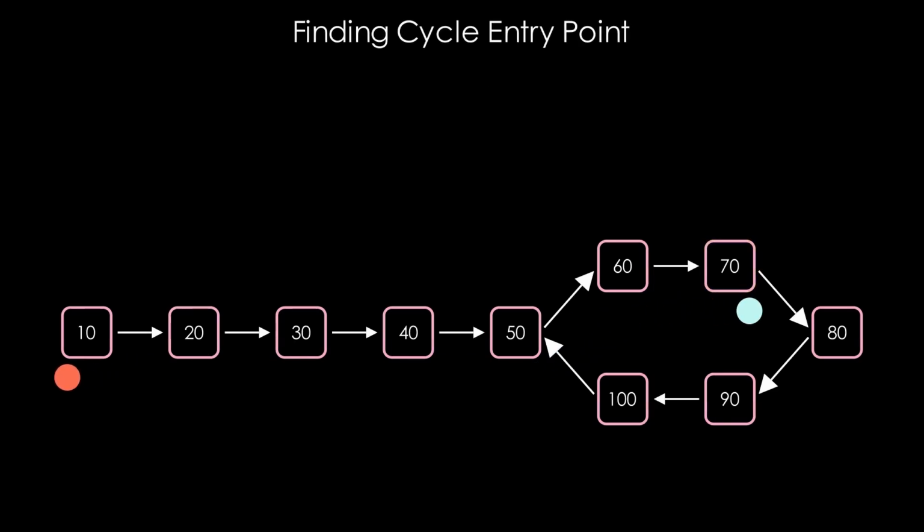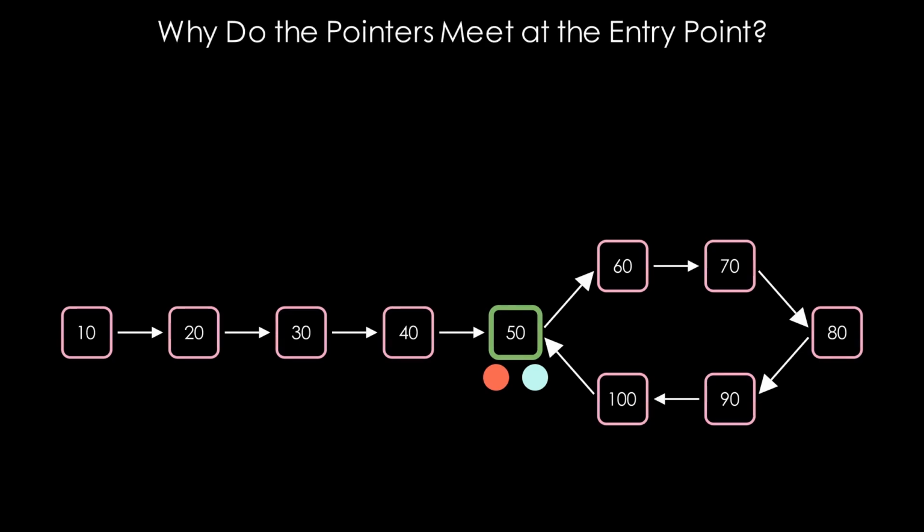Let's find the entry point the same way. Reset the slow pointer to the head and leave the fast pointer at the meeting point. Now move both pointers forward one step at a time. And once again, they meet exactly at the entry point of the cycle. So we have the same result on a different list. But why does this actually work? Let's break down the math behind it.